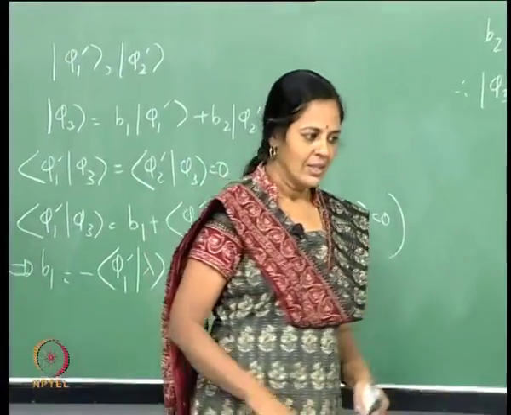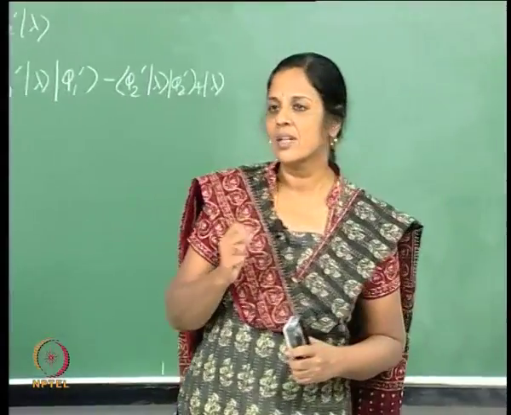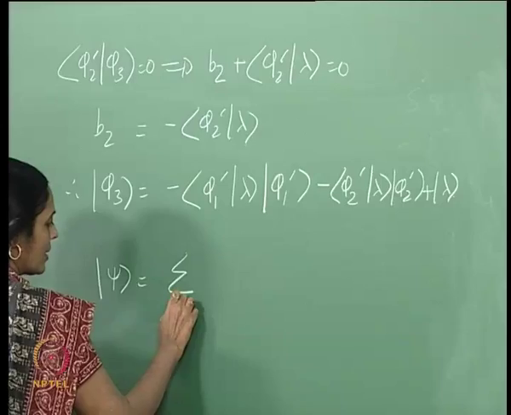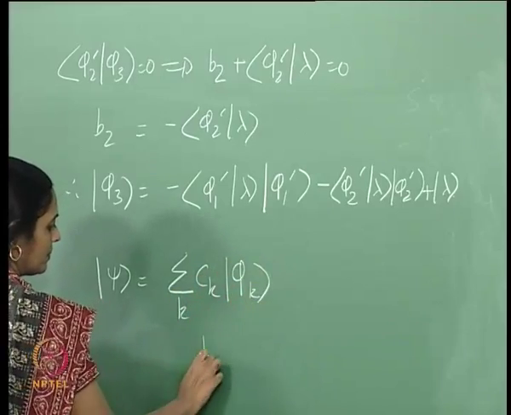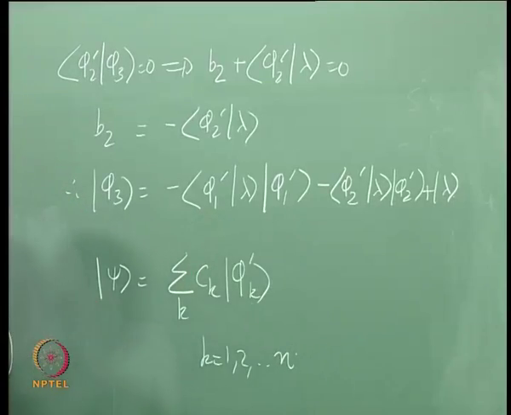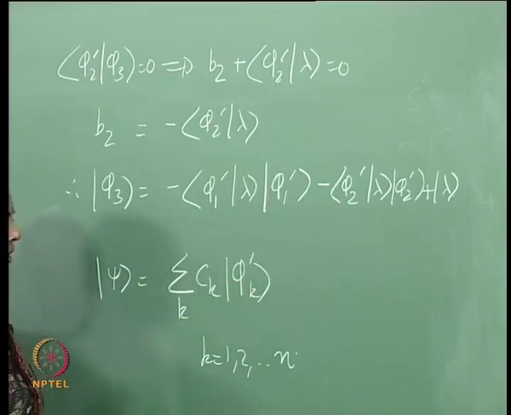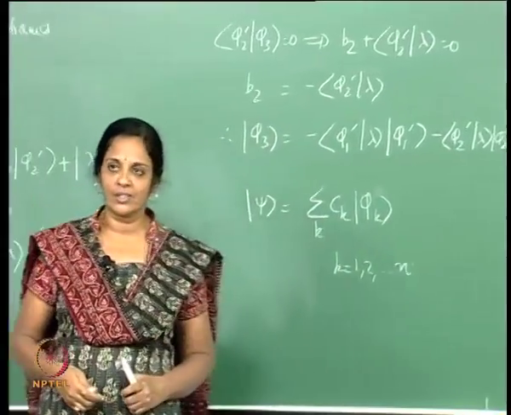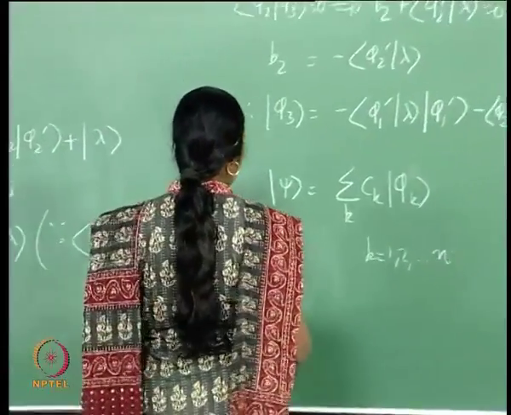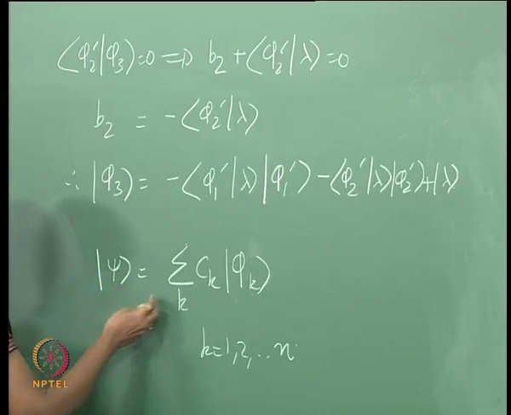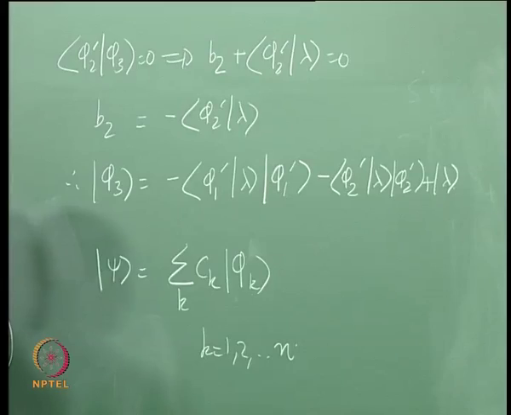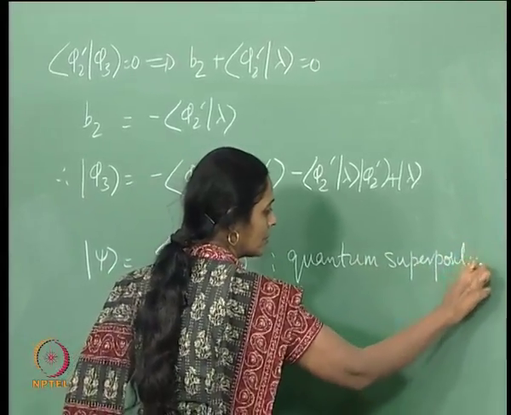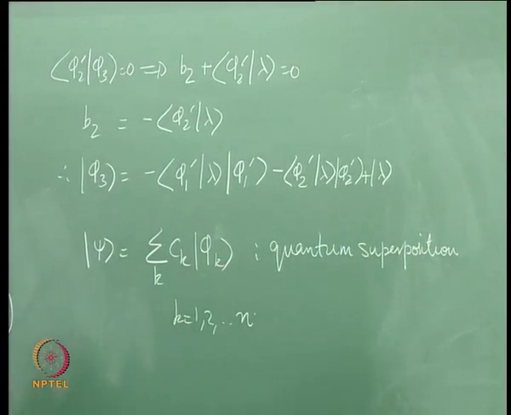The second postulate clearly said that every vector in the Hilbert space represents a state of the system. So, a general vector in the Hilbert space, which I will call psi, can be expanded as a superposition of the phi's, or the phi primes now in this context, because these are the orthonormal basis. I can, without loss of generality, remove the prime and say that I have a set of n mutually orthogonal vectors phi k, which are the basis set, and any vector in that space can be expanded in terms of this basis set. This is the expansion postulate. This is quantum superposition, because I can superpose basis states to produce all vectors in that state.